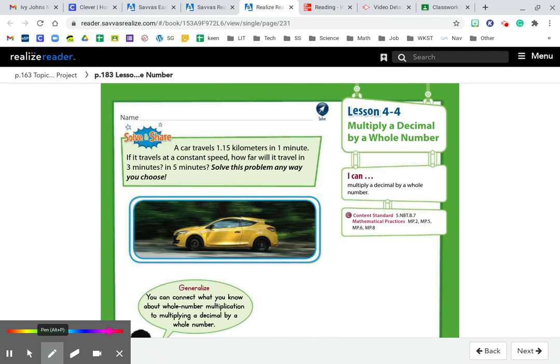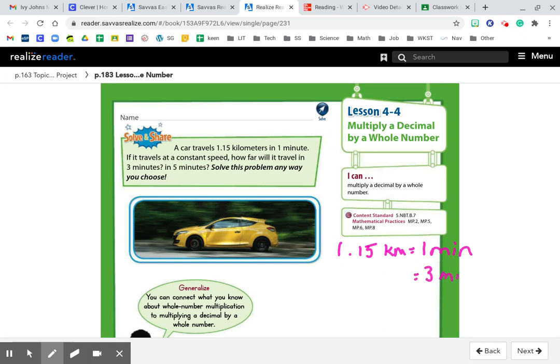So there's a couple different ways you can do this. You can use addition. What we already know is it travels 1.15 kilometers in 1 minute. So in 3 minutes, how far will it travel? What are we going to do with that information that we already have? We're going to triple it. So you could use addition if you choose, and you can add that all up. And you can do the same thing for the 5 minutes. You could add it all up, or you could use multiplication.